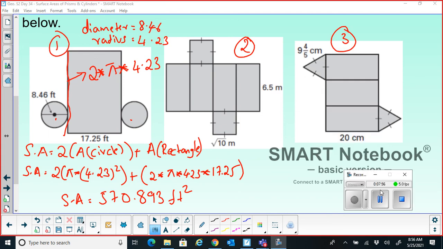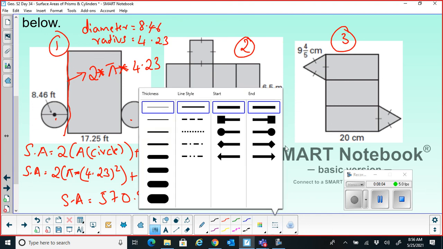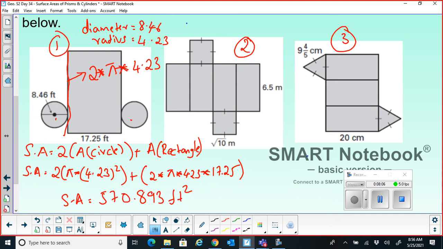Okay, let's try to solve this. The second one has 4 congruent rectangles and 2 congruent squares. So I'm just saying the surface area here is going to be 4 times area of rectangle, I'm calling REC for short form for rectangle, plus 2 times area of square. Okay, let's substitute. Area of rectangle is nothing but length times width.